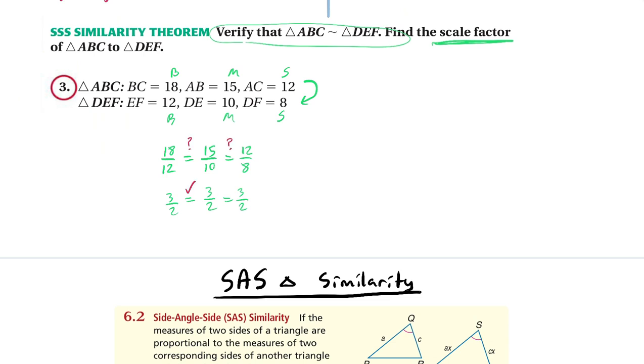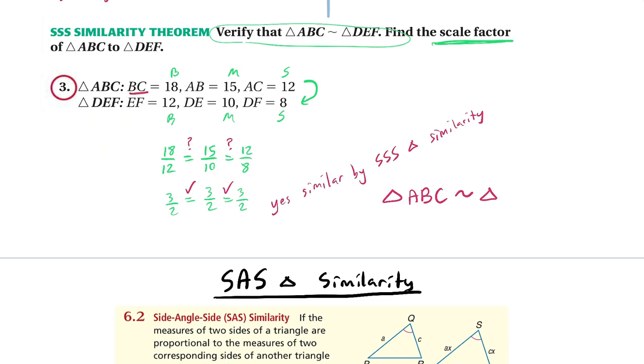Are they equal? And yes, they are. So yes, similar by SSS, triangle similarity. Okay, and then we write the ratio. We go, okay, that's triangle ABC is similar to triangle... And now let's check the order.